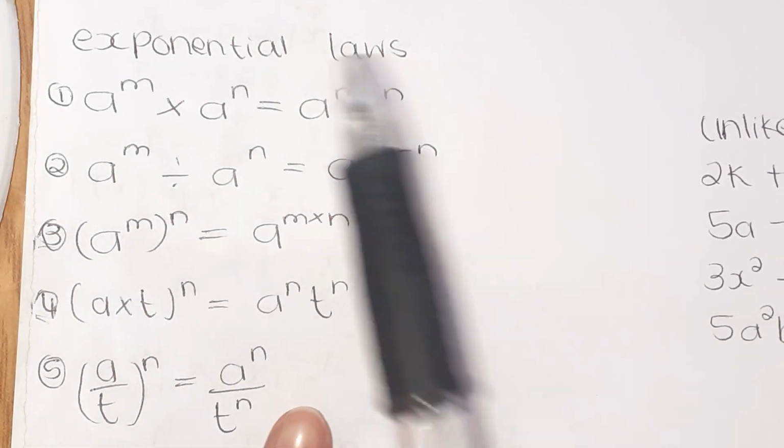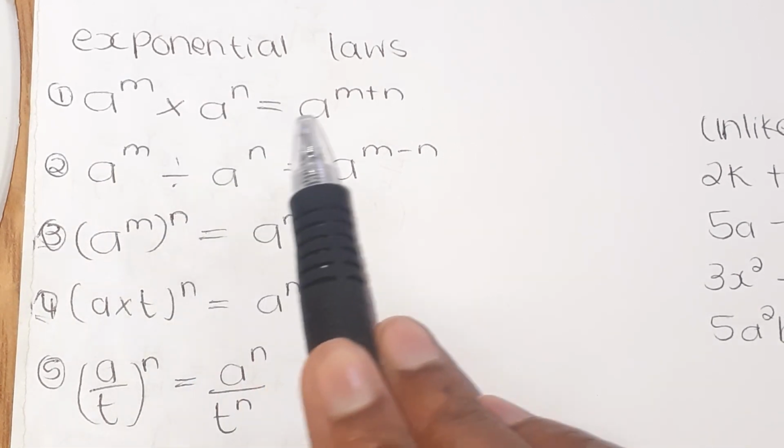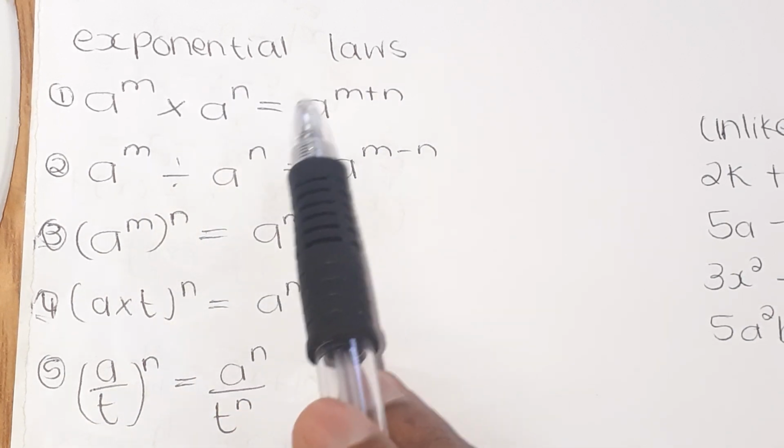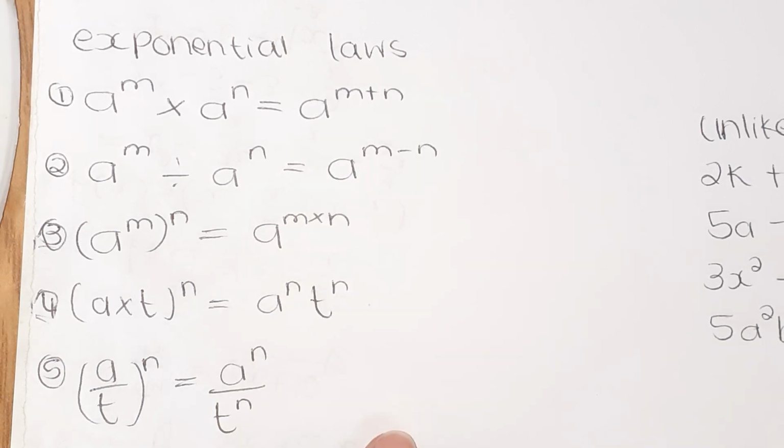If it was 1 and 1, you would still add it as 1 and 1. If it was 2 and 2, you're still going to add 2 and 2. Now the bases are the same, we just add the exponents.